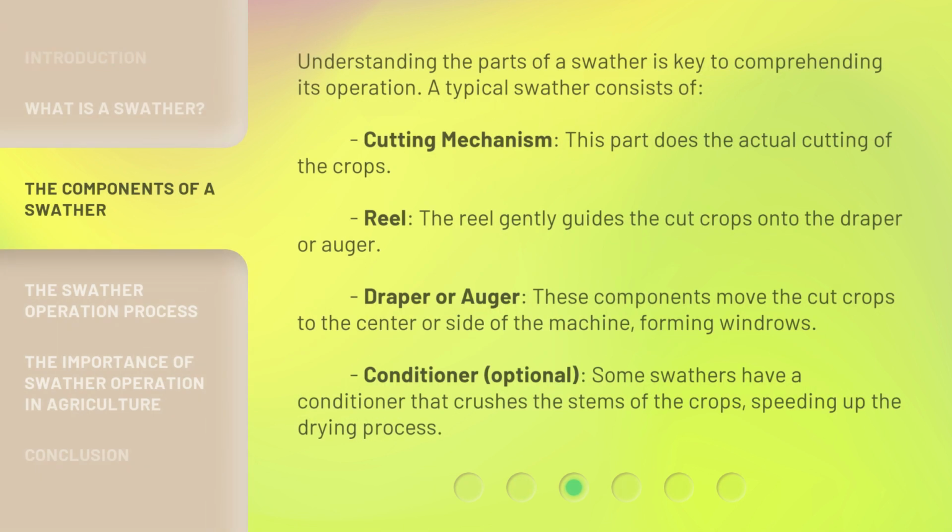Understanding the parts of a swather is key to comprehending its operation. A typical swather consists of a cutting mechanism. This part does the actual cutting of the crops. Reel. The reel gently guides the cut crops onto the draper or auger. Draper or auger. These components move the cut crops to the center or side of the machine, forming windrows. Conditioner. Optional. Some swathers have a conditioner that crushes the stems of the crops, speeding up the drying process.